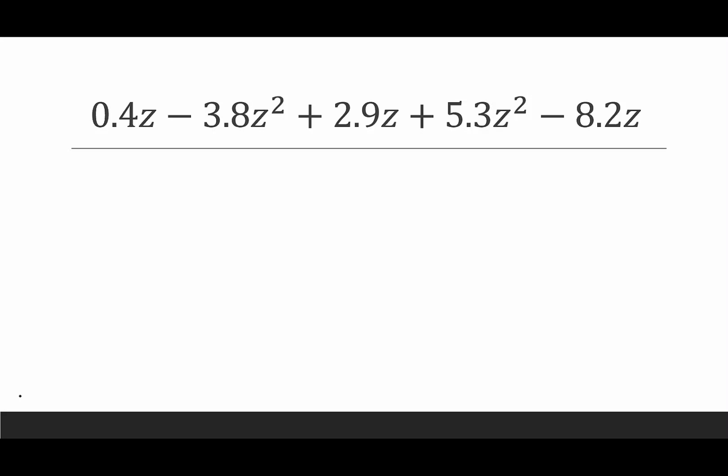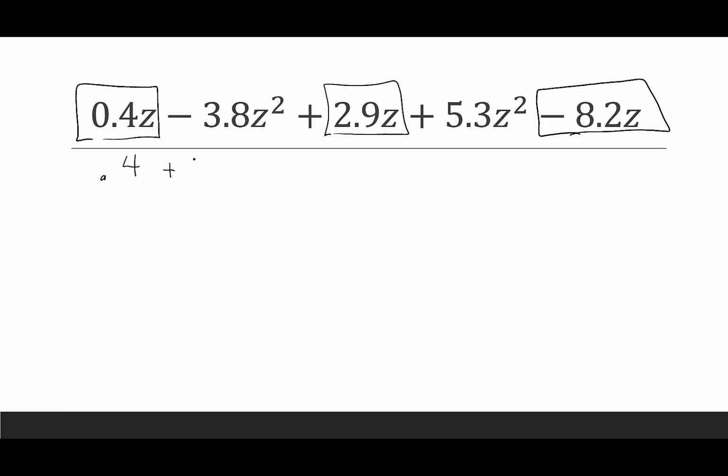This time I have 0.4z minus 3.8z squared plus 2.9z plus 5.3z squared minus 8.2z. Notice this time I have 1, 2, 3 terms that are just z. So I need to put those 3 numbers together. So we're going to put together 0.4 plus 2.9 minus 8.2, which gives me a negative 4.9. You can do that part in your calculator. Just make sure you're looking at putting the coefficients together.